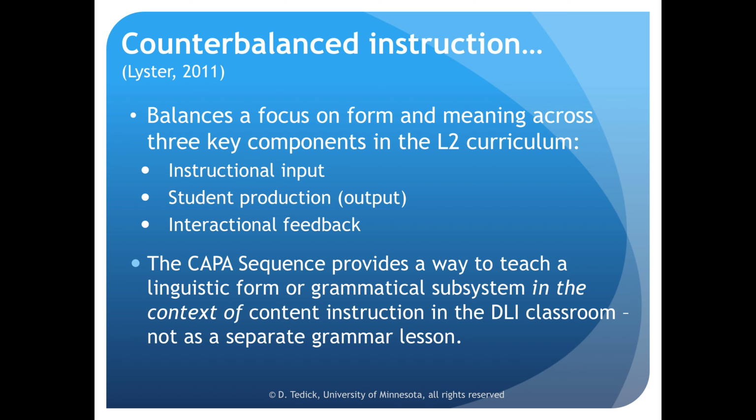And then the CAPA sequence provides a way to teach a linguistic form or grammatical subsystem in the context of content instruction in the DLI classroom, not as a separate grammar lesson. We see sometimes in DLI programs that during language arts instruction, the teachers will give some sort of isolated grammar lesson on a particular problematic linguistic form, and then they want students to be able to apply their understanding of that form when they're doing content again. And we find through the research that that just doesn't work very well because, again, it doesn't provide for that transfer-appropriate learning that is so necessary.